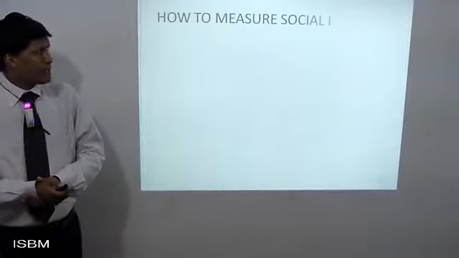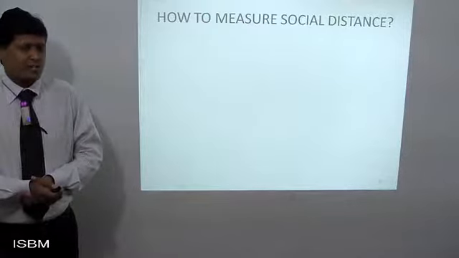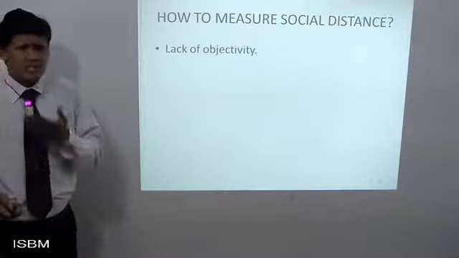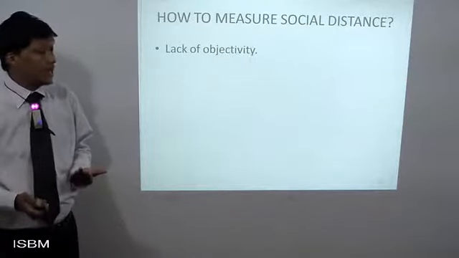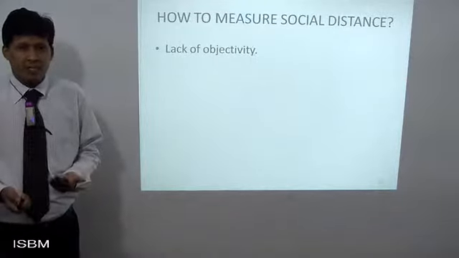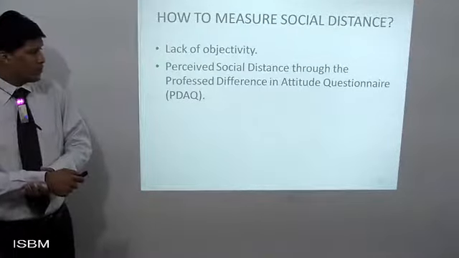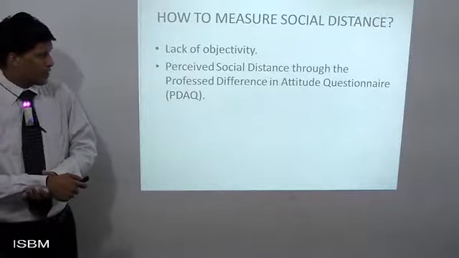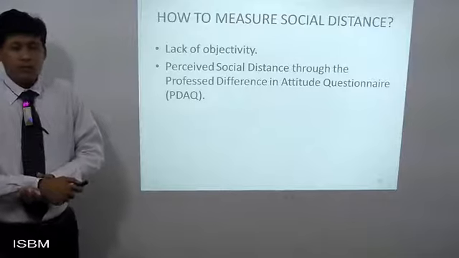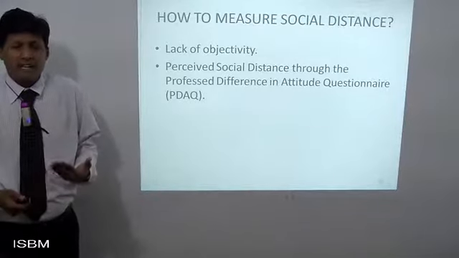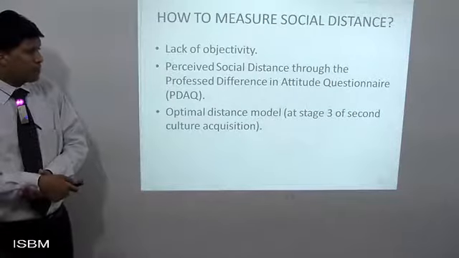So how to measure social distance becomes a good question to ask at this point of time. Sometimes a good measure is lack of objectivity, where you are not objective about it, or perceived social distance through professed differences in an attitude questionnaire. So a psychometric tool. One, it could be based on there being no clear guidelines about it, or through a questionnaire, or an optimal distance model.